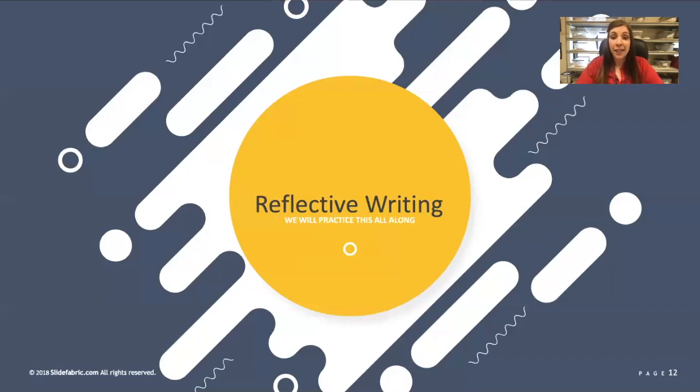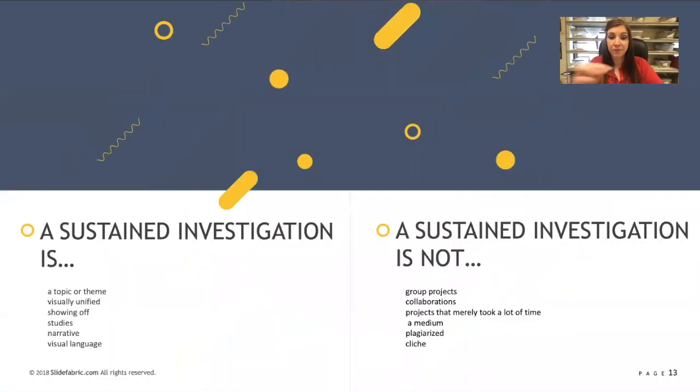All right, the last thing that AP is looking for is the communication and reflection, but the only way that they're really going to see that you communicate and reflect is in your writing that you turn in at the end along with the images and pieces that you've made. So we will practice writing all throughout this semester. So by the time we get to the end, you will not have to do a whole lot of writing because you will have done it all along.